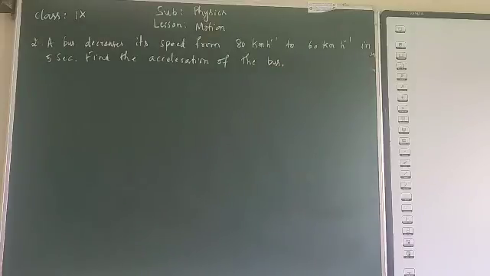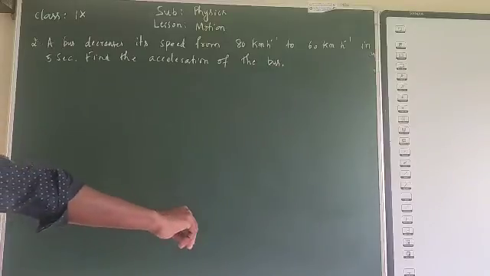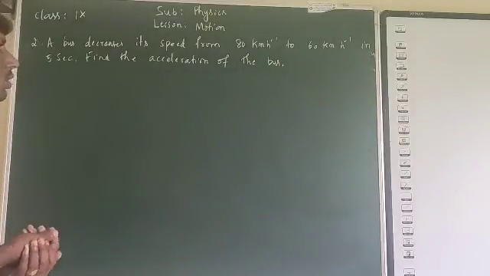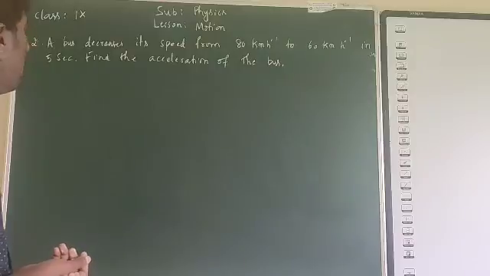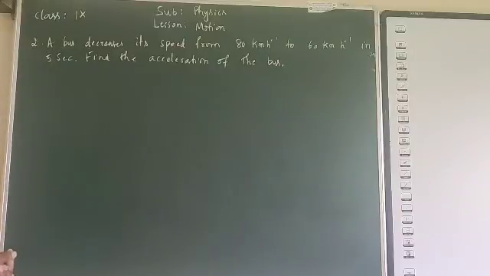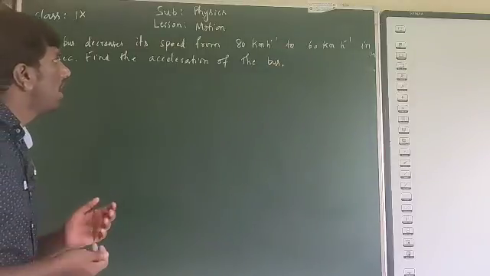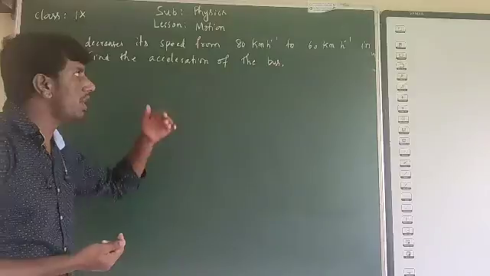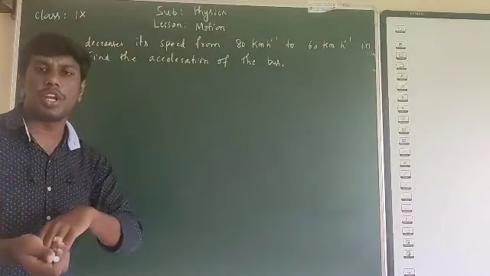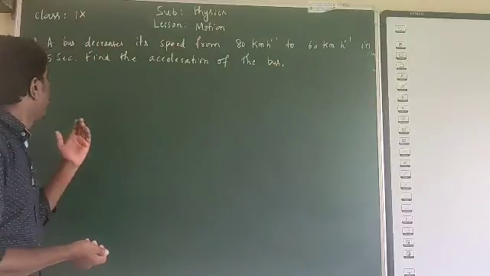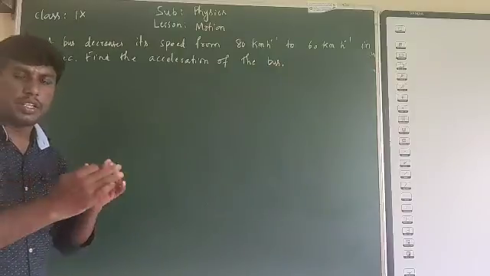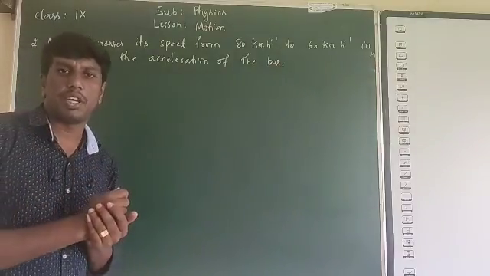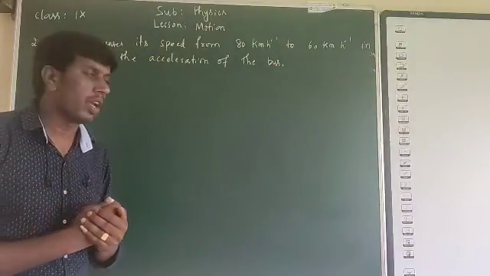The next question is, a bus decreases its speed from 80 km per hour to 60 km per hour in 5 seconds. Find the acceleration of the bus. Okay, here the speed, that means velocity, is changing from 80 km per hour to 60 km per hour in 5 seconds. At that instance, what will be the acceleration that we need to find out?